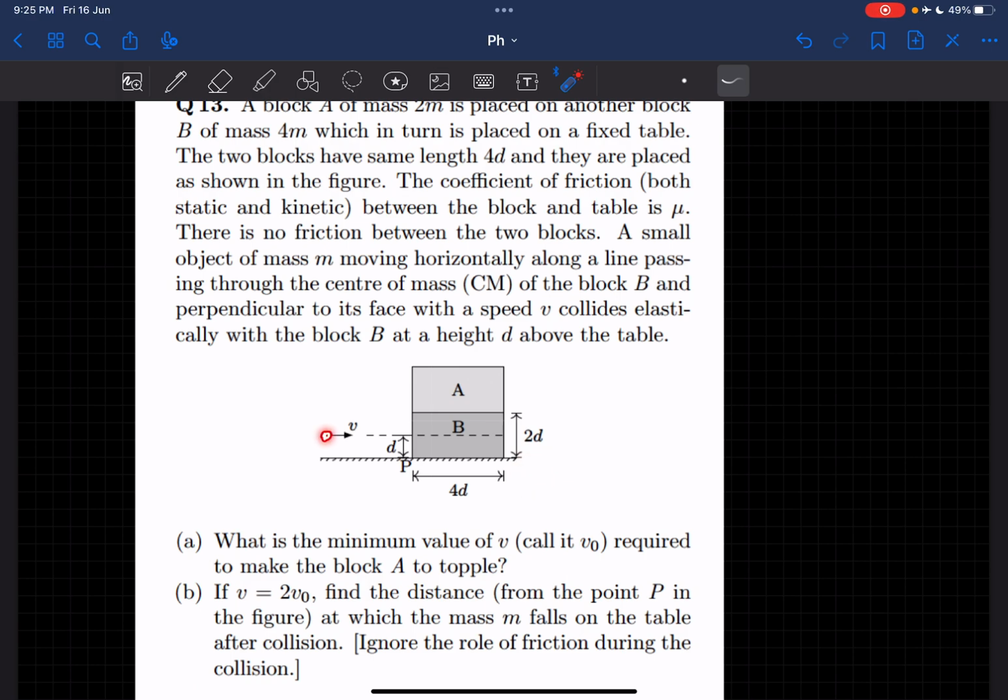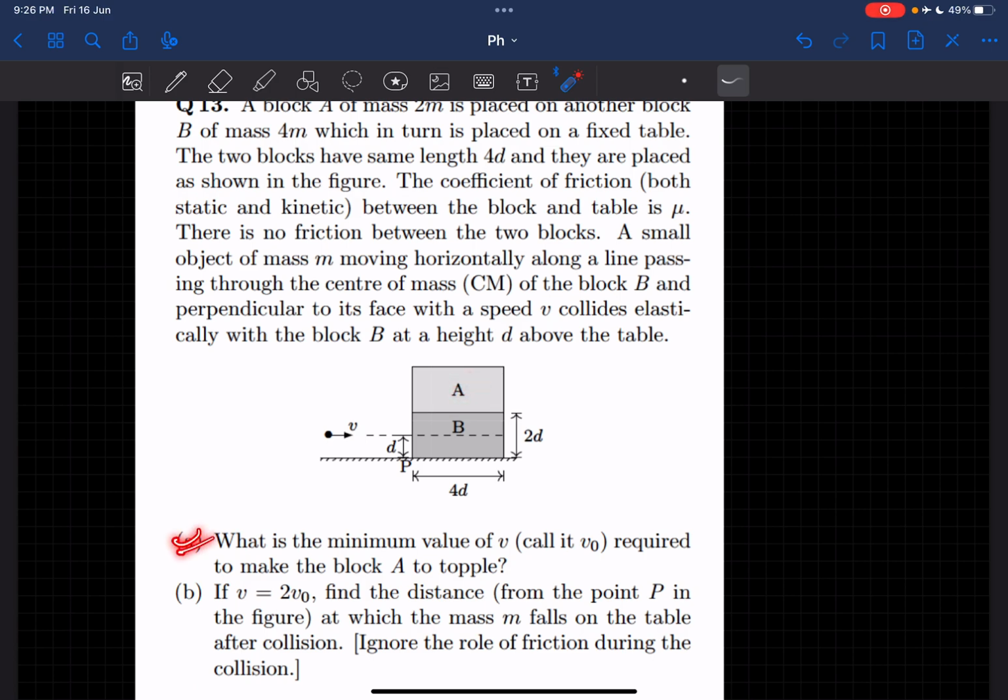We also have a small object of mass m which is approaching the block B, and the line of action is towards the center of mass of B. Both of their lengths are 4d and the height of this is 2d as given. Now we have to find the minimum value of V naught, or V, for which the block A topples.